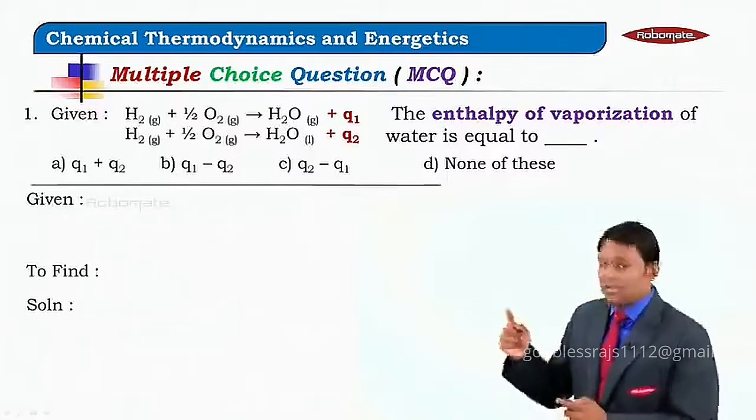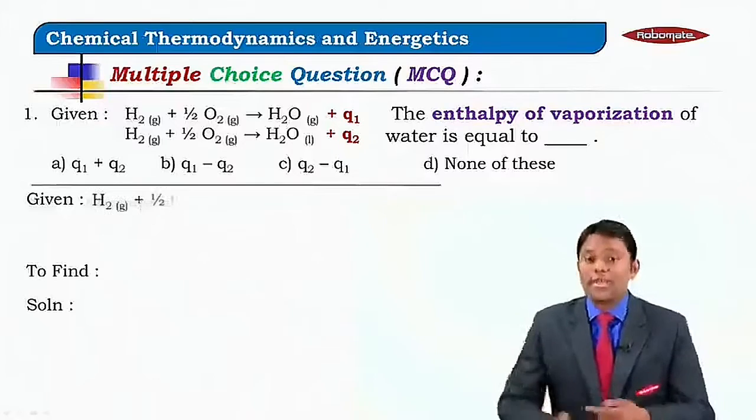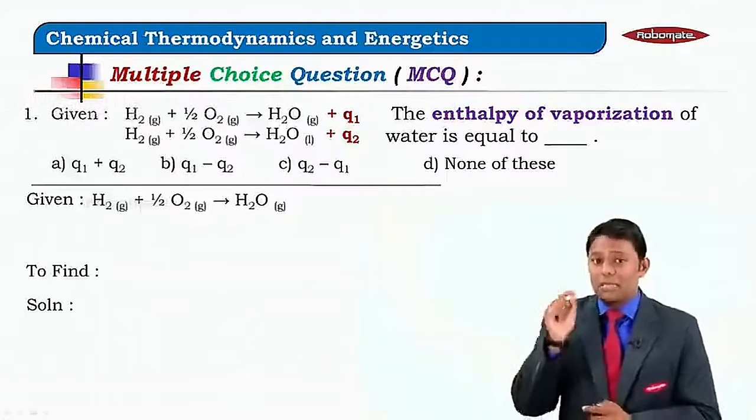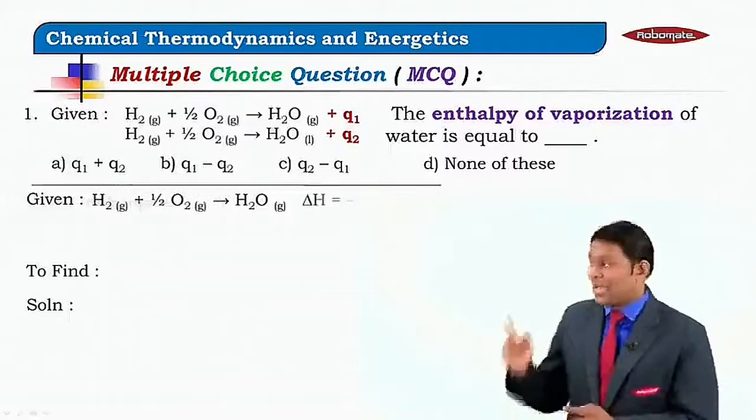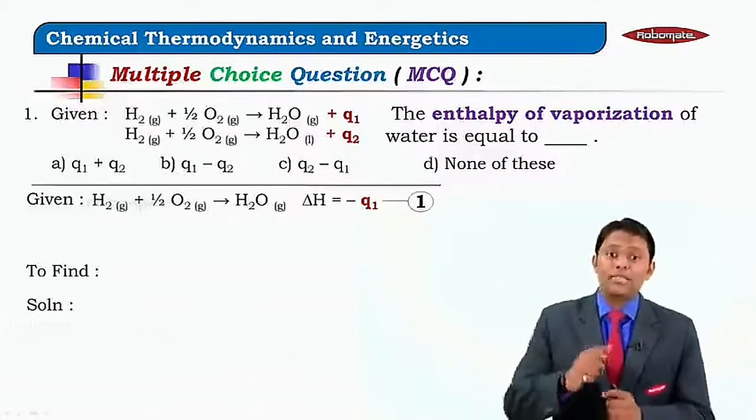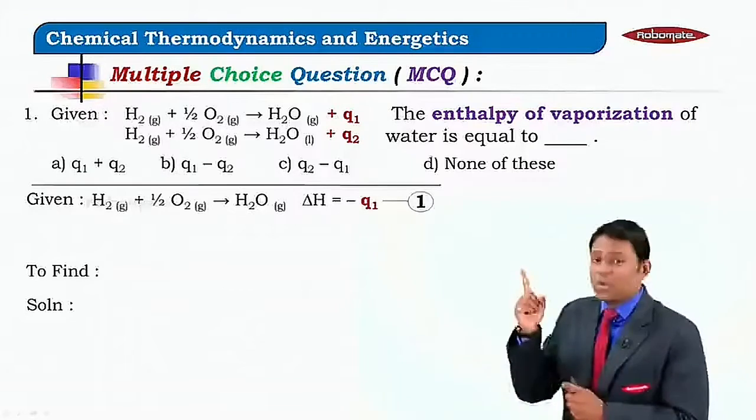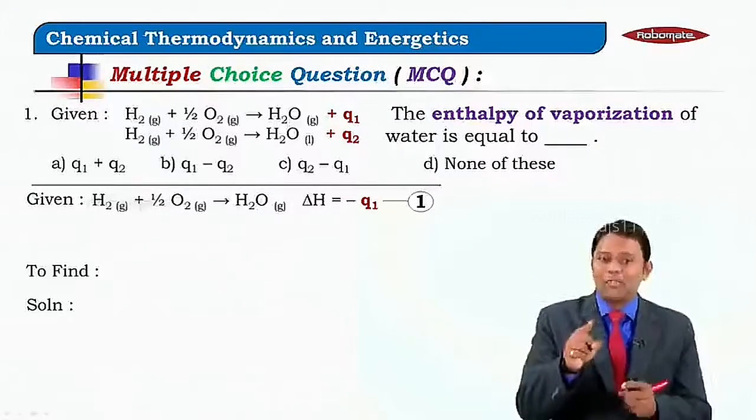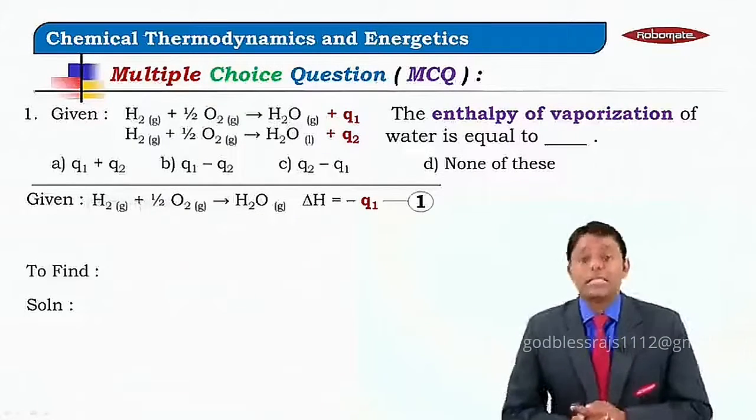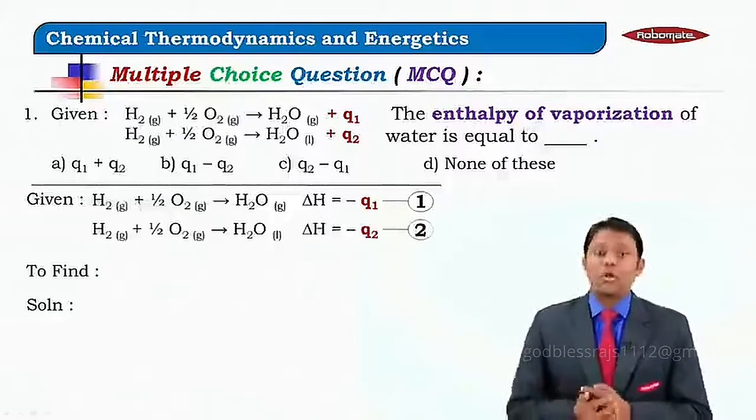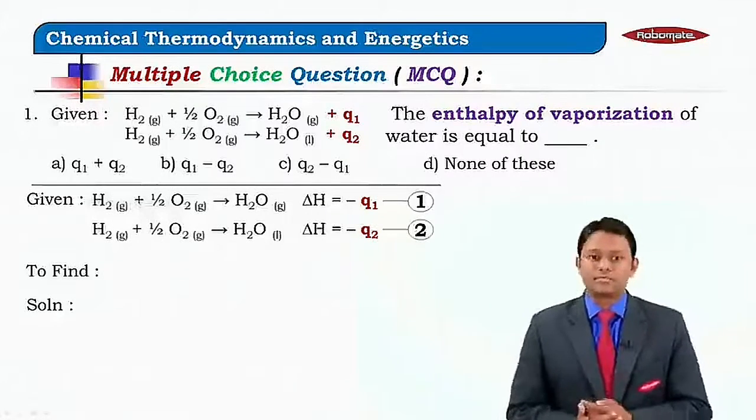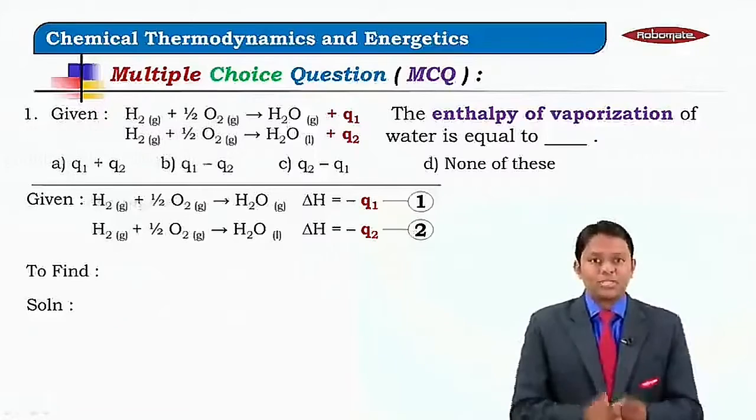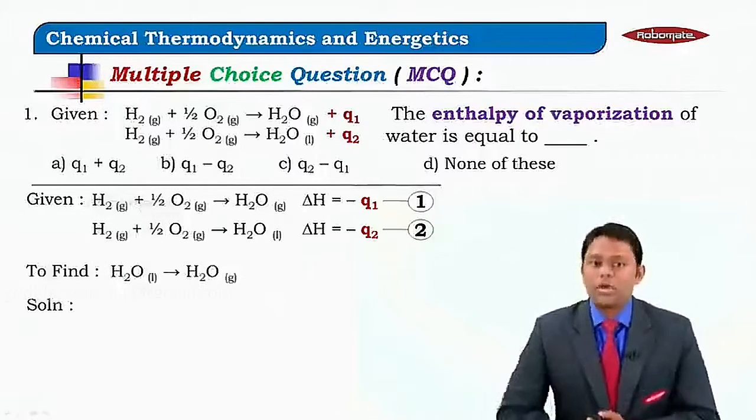The first equation can also be written as H2 gas plus half O2 gas giving you H2O gas, that plus Q1 is actually represented as delta H is equal to minus Q1, because in the first equation that much amount of energy is released, and that is why by sign convention we have to add minus. Similarly, the second equation will also become minus Q2, and we have to find the vaporization of water. In vaporization, liquid goes to something called gas.